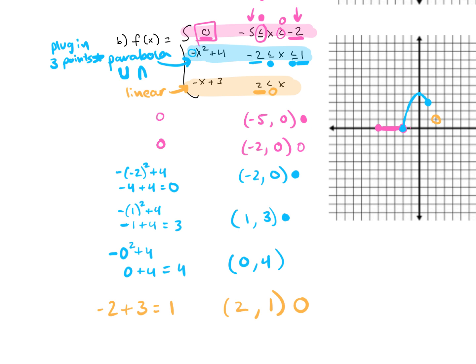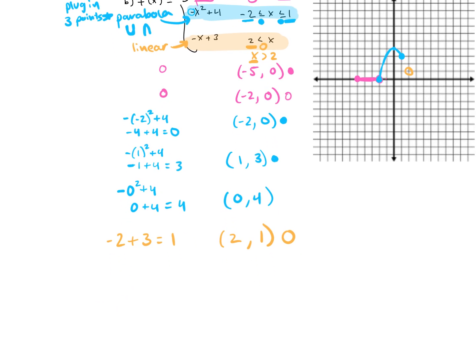Yes, 3. Awesome. This says 2 is less than x, which is the same thing as saying x is greater than 2. So we want to plug in a number that satisfies this. You have to plug in a number into x that is greater than 2. So 3 works. 3 is awesome. Negative 3 plus 3 would be 0. So we plugged in 3 and got 0.